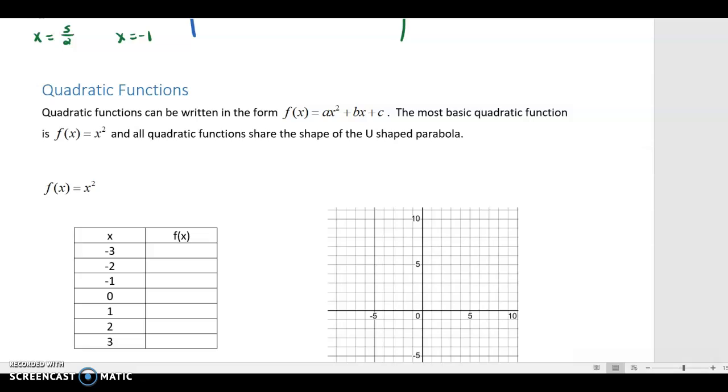Okay. All right, let's go down to functions. So quadratic functions look just like quadratic equations, but they're functions. You plug something in, you never know what you'll get out. So f of x equals ax squared plus bx plus c.